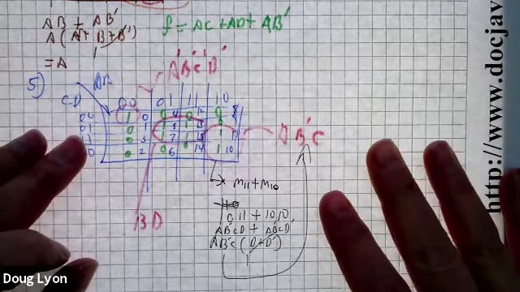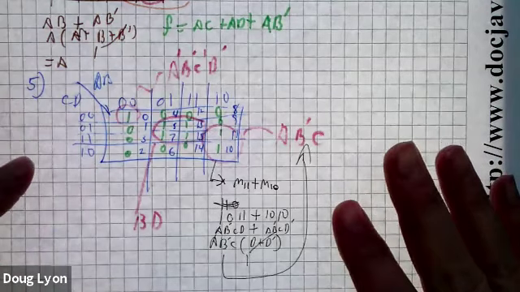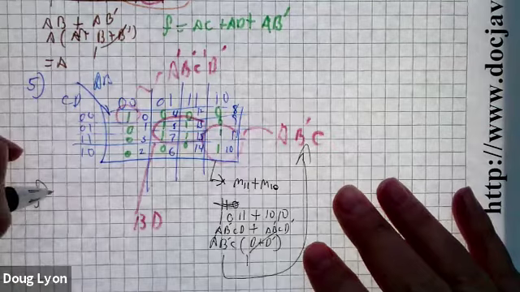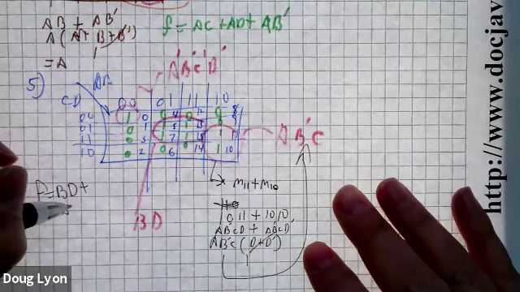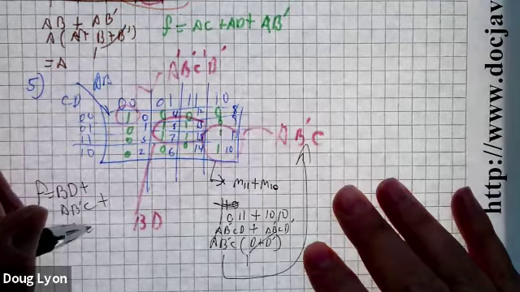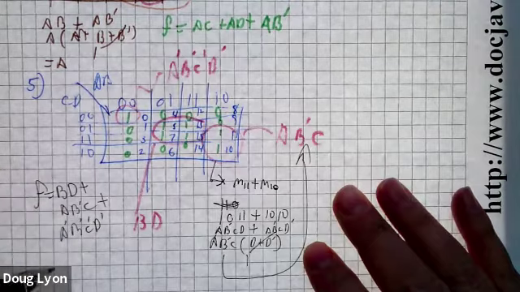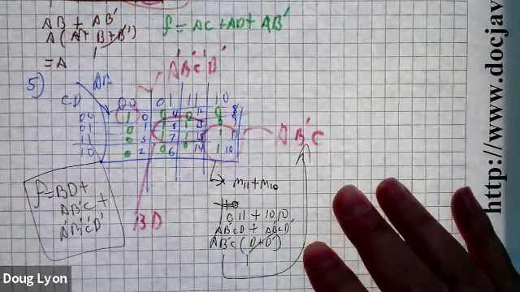Any other questions? Yeah, Alvin. Is the loop just random? Do you just choose a random spot to loop, or do you loop the ones? You want to loop the ones because you're looking for F. So F equals BD or A B prime C or A B C D all primed. That's what you get when you loop the ones. If you loop the zeros, you'll get F prime.